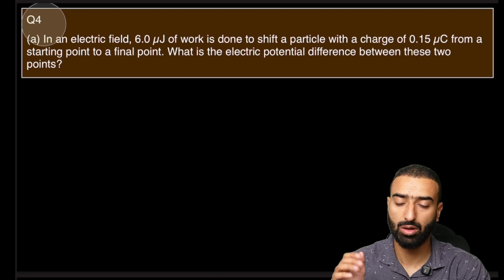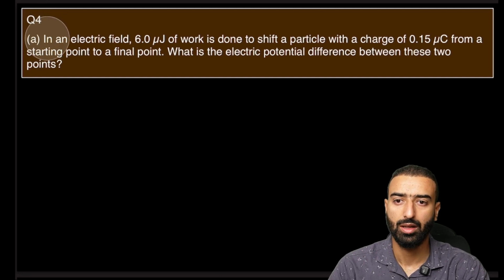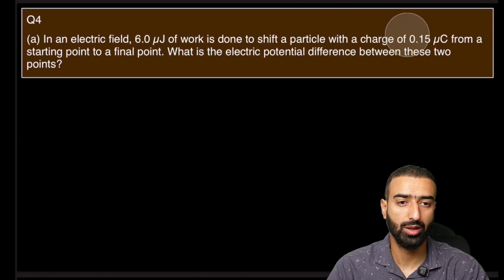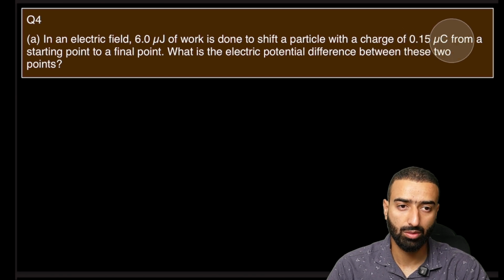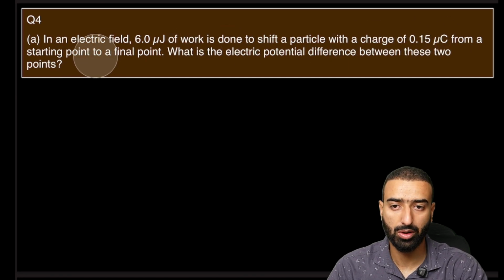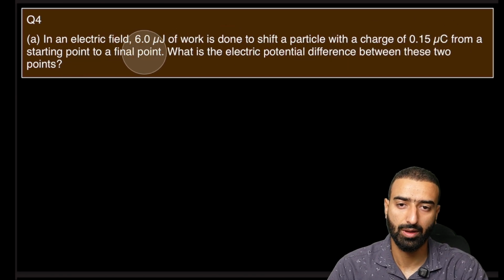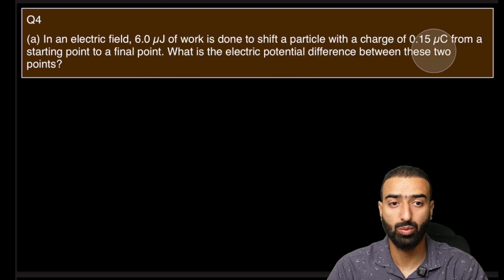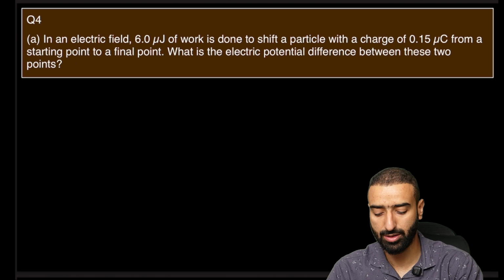Question 4 is all about fields. In an electric field, 6 microjoules of work is done to shift a particle with a charge of 0.15 microcoulomb from a starting point to a final point. What is the electric potential difference between these 2 points?